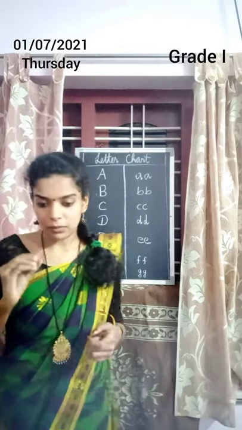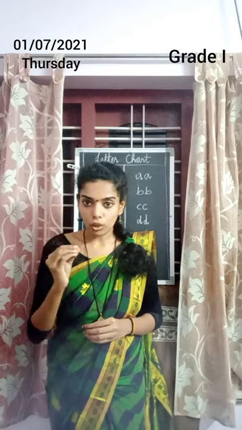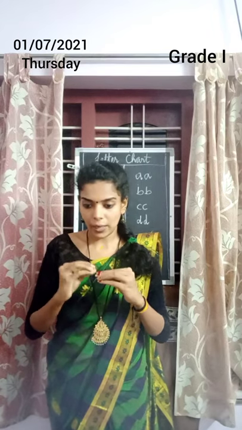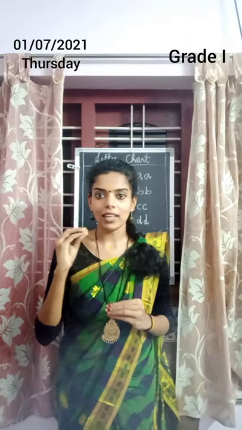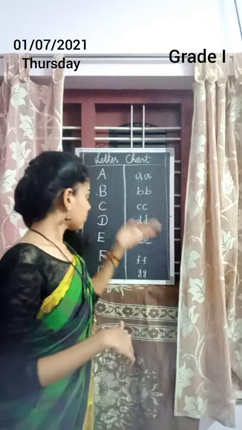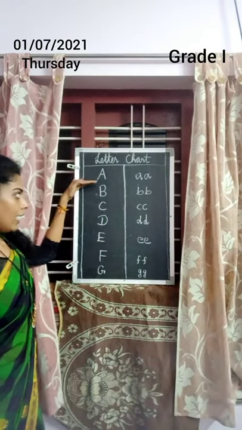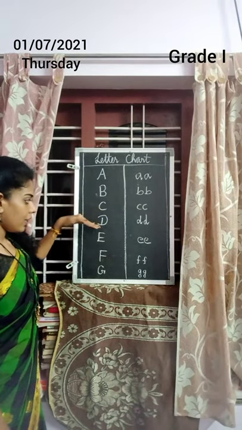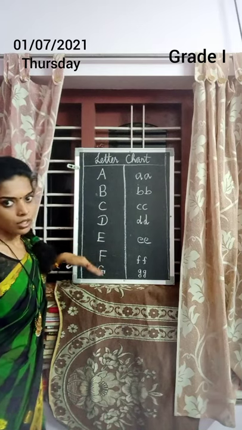So, the examples are grass, grasshopper, goat, geese, grapes and gorilla. G-O-R-I-L-L-A. Gorilla. So, till now we learned the alphabets A, B, C, D, E, F, G.